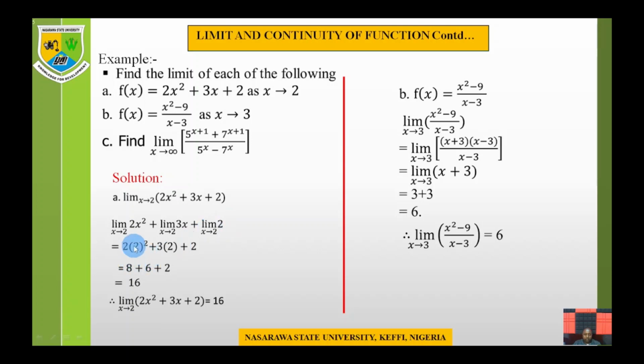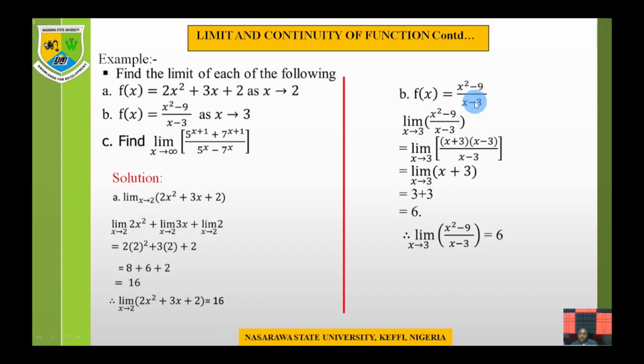So if you evaluate, 2 raised to power 2 is 4, multiplying it by 2 you get 8. 3 times 2 will give you 6, and then plus 2. When you add these three numbers, you will have what? 16. Therefore, the limit of this function 2x squared plus 3x plus 2 as x approaches the value of 2 is equal to 16.